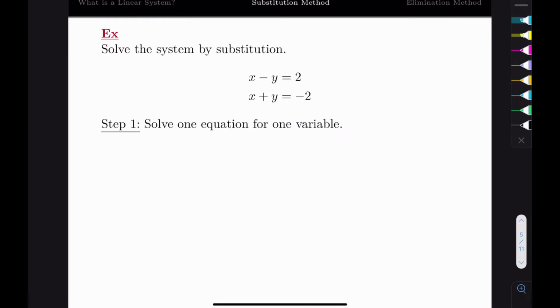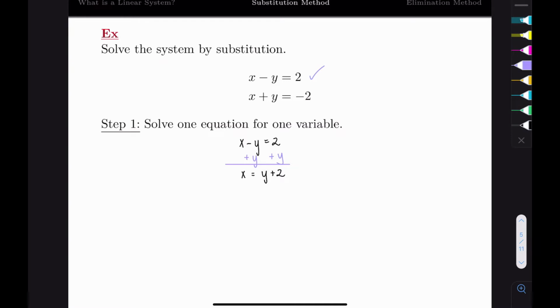So the very first step is I want to solve one equation for one variable, and you get to pick and choose. When I look at this top equation though, I can easily add that y to the other side and I'll have my value of x. So I'm going to work with that one. The first equation is x minus y equals 2. We go ahead and add y to the other side, and that tells us that x has to equal y plus 2. And then I'm going to put a little check mark next to this first equation to tell me that this is the one that I've dealt with.